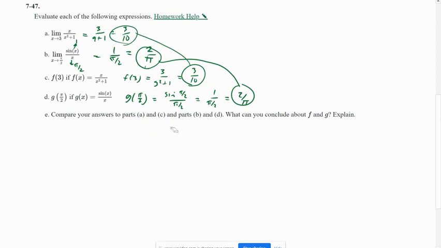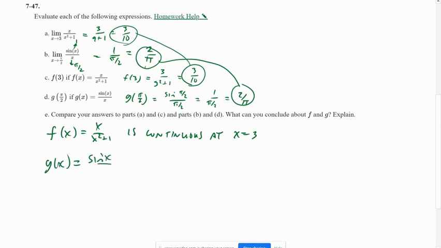or they're not at the same value, so I'm just going to write that in two different statements. I'm going to say f of x equals x over x squared plus 1 is continuous at x equals 3. And we can say g of x equals sine x over x is continuous at x equals pi over 2.